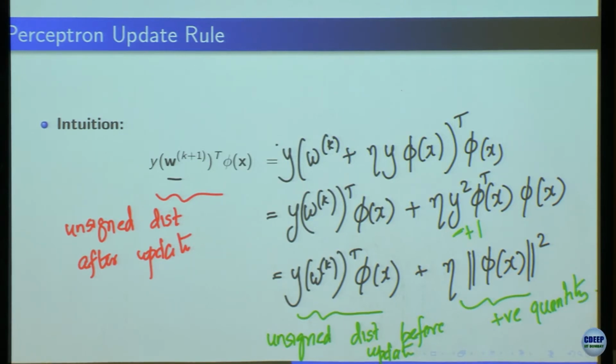After update, has the unsigned distance increased? It has become more positive, right? The unsigned distance after update tends to be more positive. I just want to give you this hint. We will continue this next time, even if you didn't understand it fully. I just want to help you appreciate that very simple idea here, which makes the unsigned distance after update more positive.